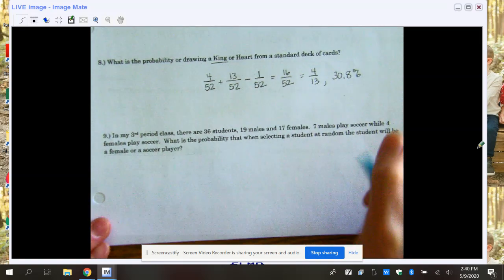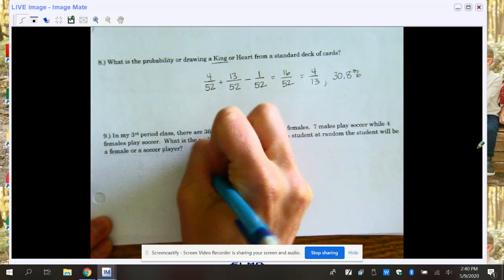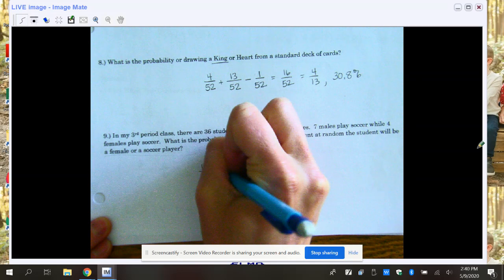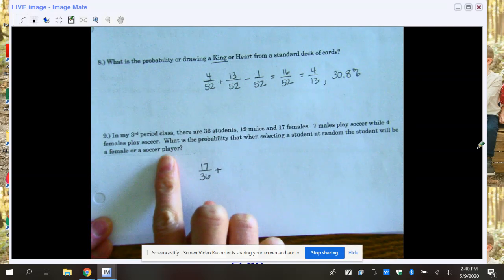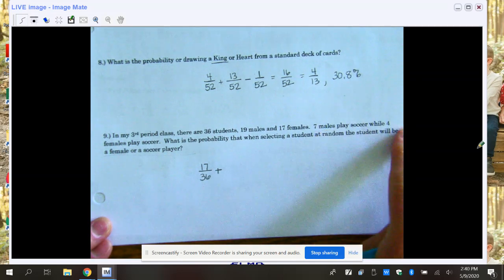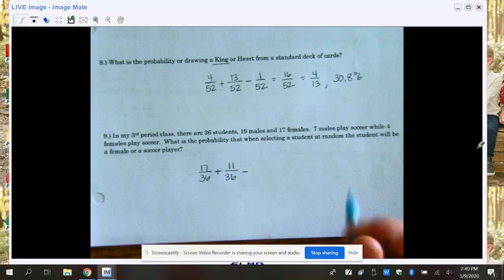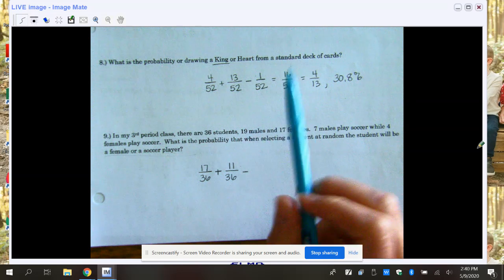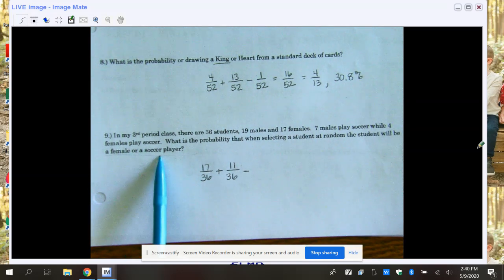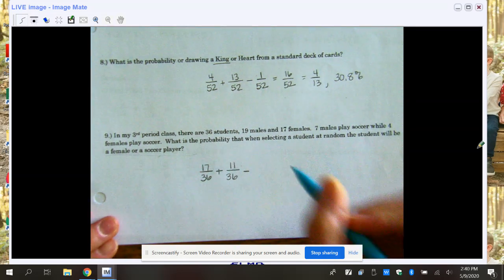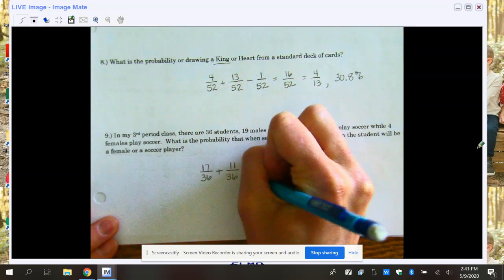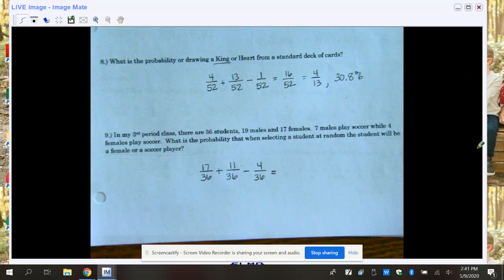Okay, so females, there are 17 out of 36. Soccer players, there are 7 plus 4, which would be 11. And then I have to consider the overlap. So if I'm looking at female soccer players, there's 4 of them. That would be my overlap.